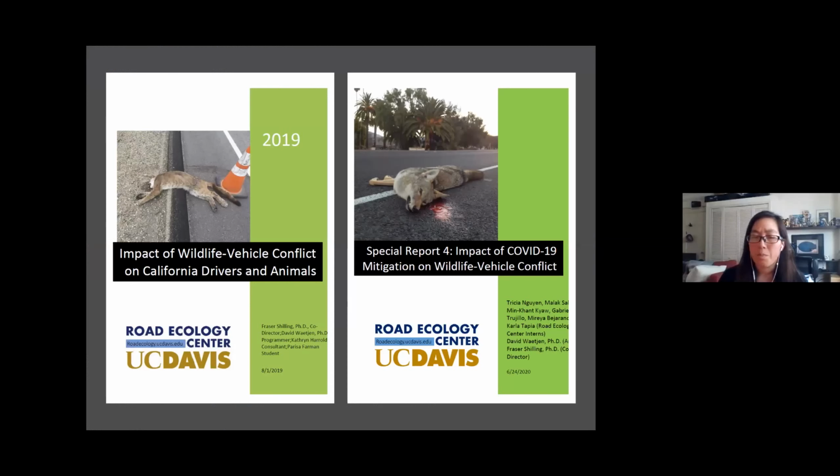So one of the big issues with roads being in these different species' habitat is that one of the main impacts of roads is wildlife vehicle collisions. And so the Road Ecology Center at UC Davis comes out with a report every year. Over the last few years, they've come out with a report about once a year, kind of providing statistics regarding those wildlife vehicle collisions and their impacts on animals and on people.